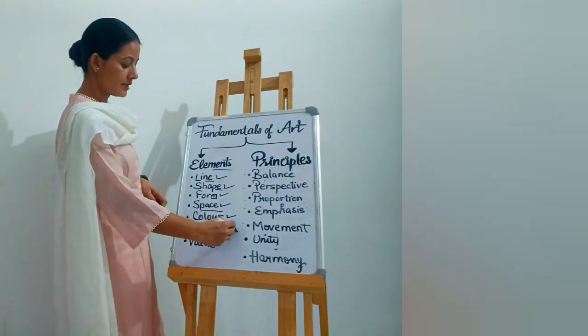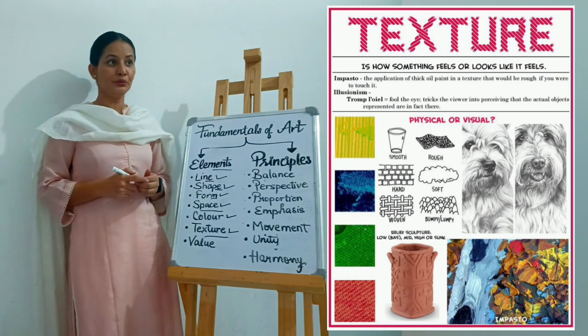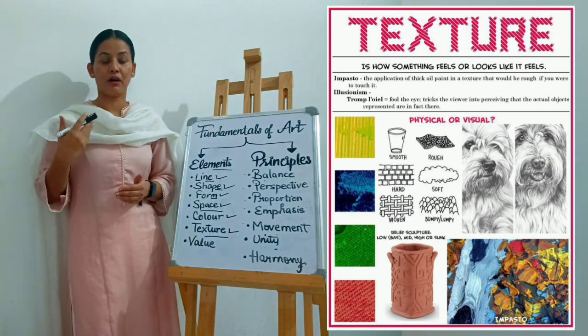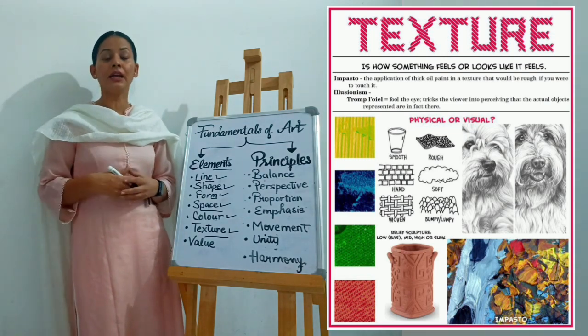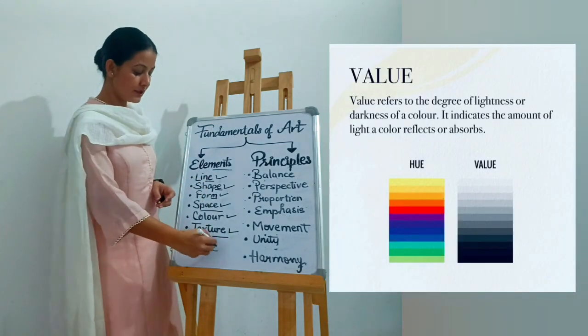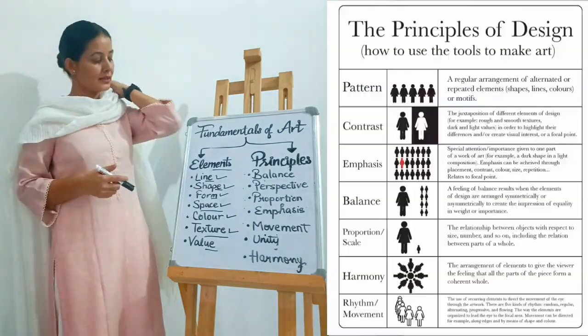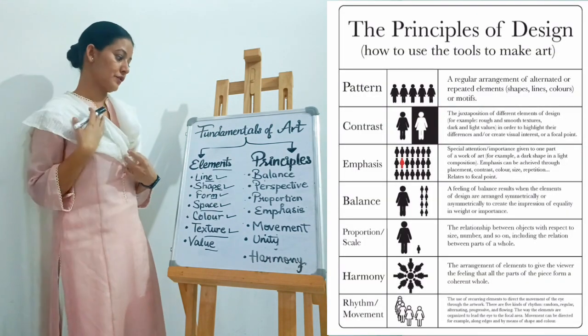Then here is texture. Texture is another important element of art. We can use texture through our pencil drawing, shading, and even by using colors. Then here is value. Value is another element of art. And then let's discuss the various principles of art.